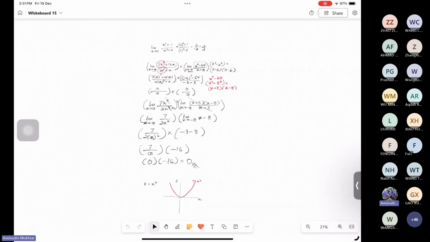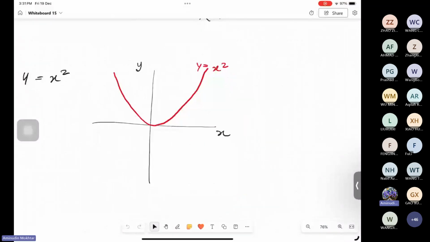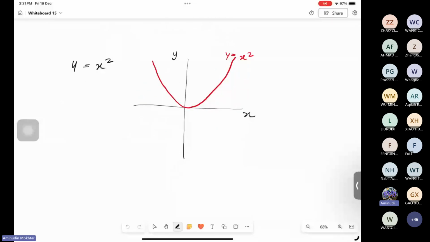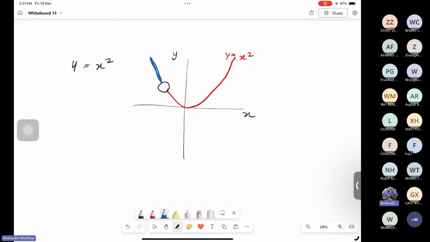Let's say I have this graph. Let's say based on this graph, there is a hole. I just cut this point. I put this point as a white circle here. When I draw this graph, I need to leave my pen at this point.